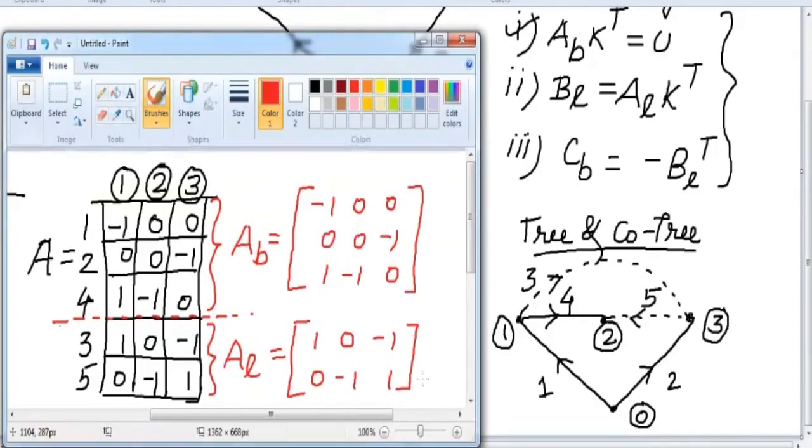It's very simple. For writing AB and AL, what you have to do is partition the matrix. So what is the partitioning? You know that you have written first branches and then links. This is the reason why we have written first branches and then links, because we need to partition the matrix in two parts, right? So the first part will be the AB part, and the second part will be the AL part. B stands for branch and L stands for link.